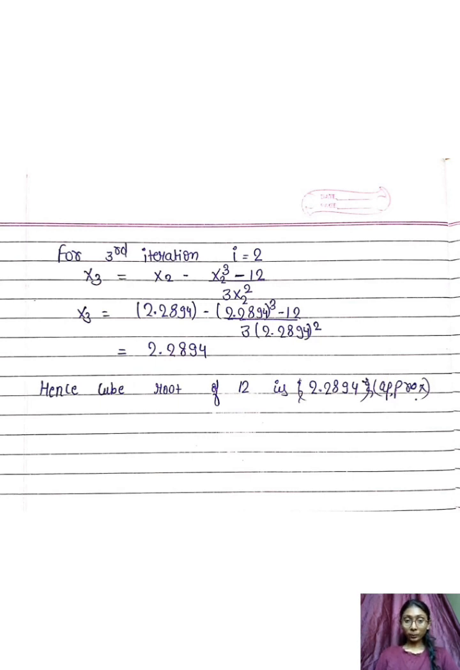That is, at the second iteration and the third iteration we get the same values of x. Then we say that the cube root of 12 is 2.2894. This is the final root of that question.